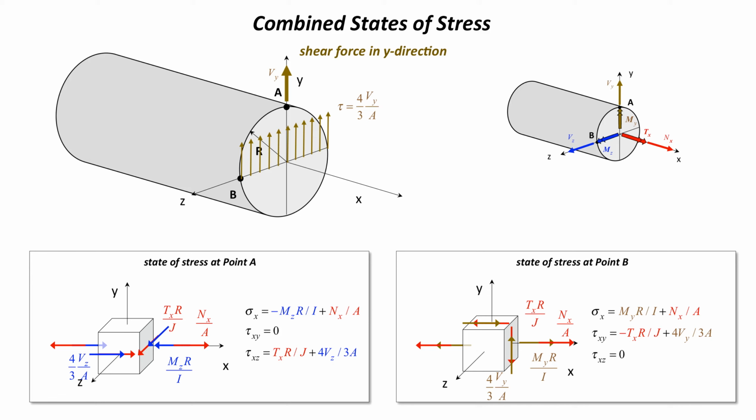So carefully, if you need to, go back and review this step by step. But in the end, we see that this complicated loading at the cross section gives us quite different results for A and B, but they're all based on very fundamental ideas that we've gone through this semester.